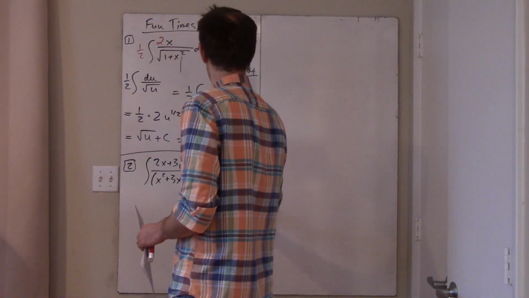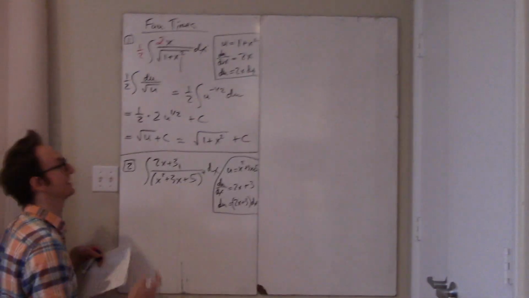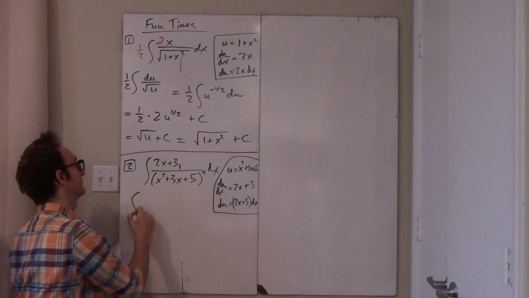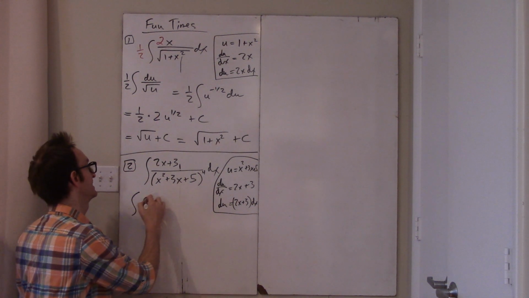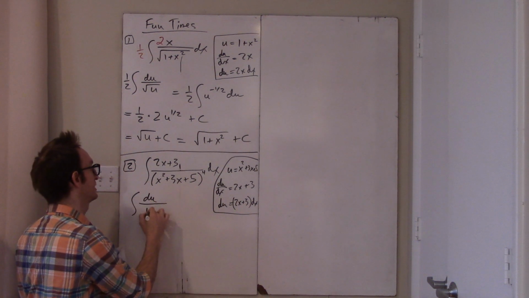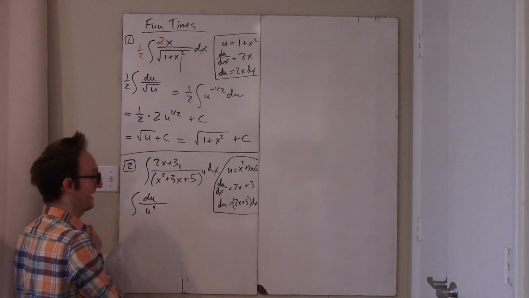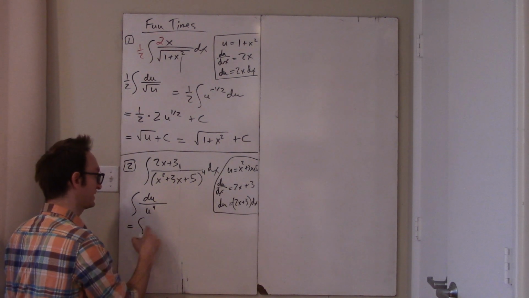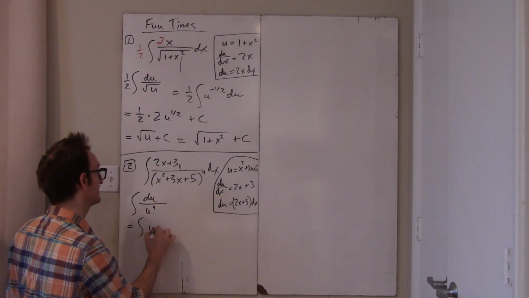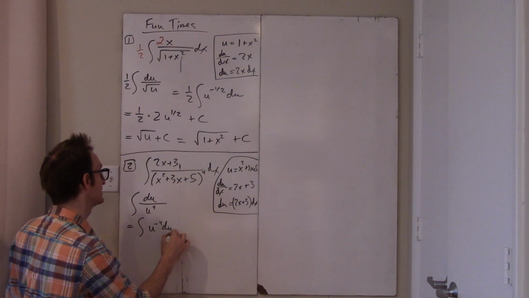And so I can just immediately rewrite this problem, because the constants all work now, as du over u to the 4th. And now I think it's very useful for beginners to put this in anti-differentiation friendly form. This is u to the negative fourth du.